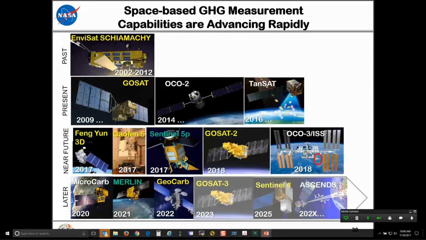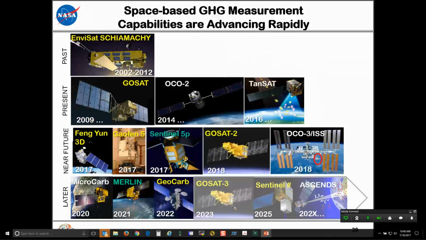GeoCarb is the first geostationary greenhouse gas monitoring system. This was approved in early December to go ahead. It's just about to have, next week, its system requirements review. If all goes as planned, it'll be deployed above about the longitude of the east coast of the U.S., about 85 degrees west longitude, in 2022.